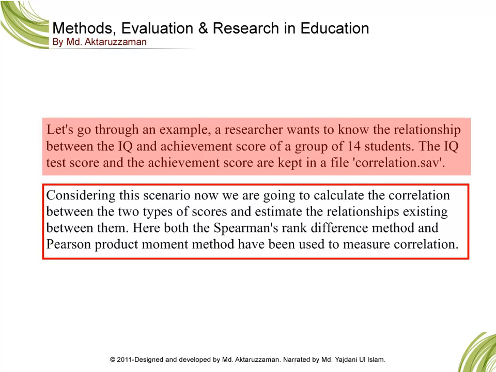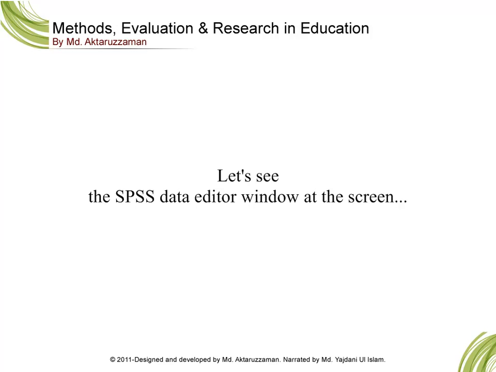Considering this scenario, now we're going to calculate the correlation between the two types of scores and estimate the relationships existing between them. And here, both the Spearman's rank difference method and Pearson product moment method have been used to measure correlation. Let's see the SPSS data editor window at the screen.